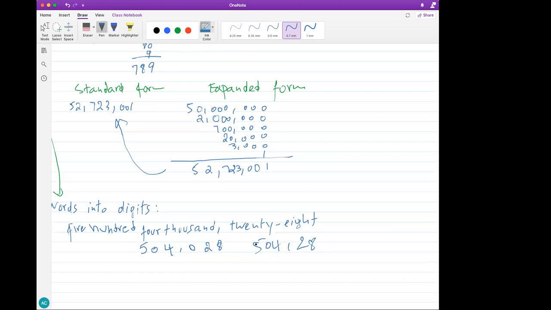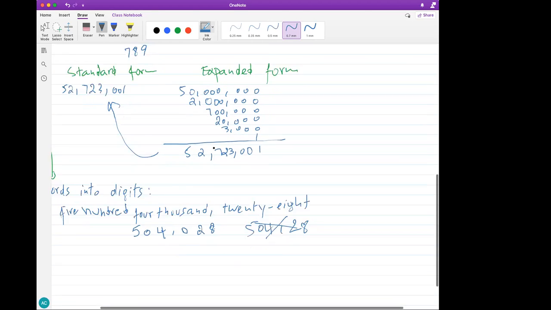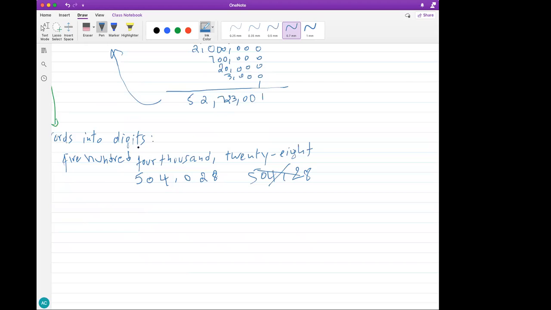If you wrote it this way, you see how different that is. It's completely a different number. So do not make that mistake. Remember, always have 3 groups. So if your sentence has up to the millions, you gotta have 3 groups. If it has up to the billions, you're gonna have 4 groups.